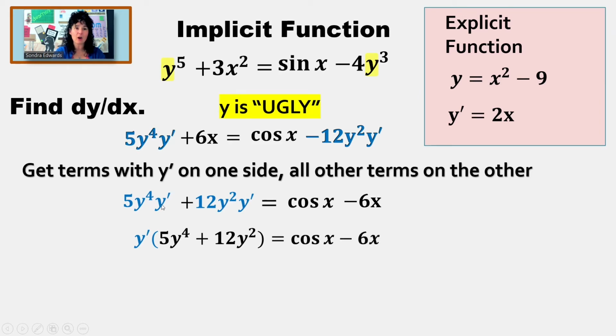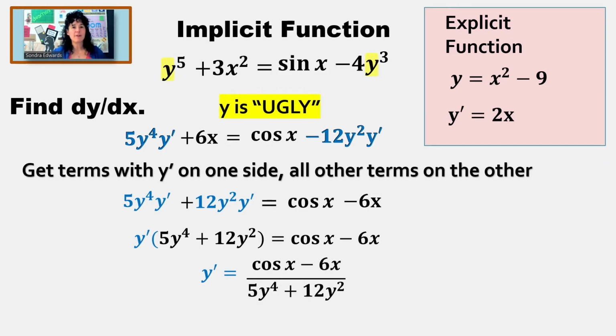So I'm taking out a y prime, leaving me with 5y to the 4th, take out a y prime in the second term, leaving me with 12y to the 2nd. The entire right side is the same. Now we have y prime multiplied by this stuff here in parentheses. So to get rid of that 5y to the 4th plus 12y squared, I'm just going to divide both sides by that, and y prime is alone. So we have found the derivative. We have found dy dx.